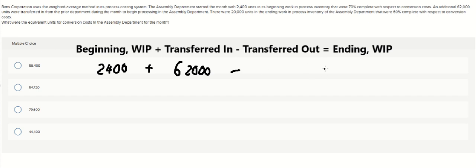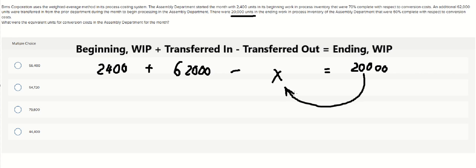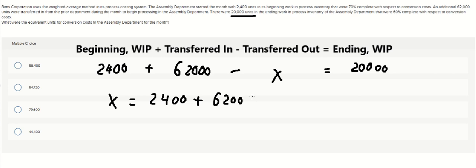Transfer out we need to find, and we have ending work in process that is about 20,000 units in here. So we put this one to the right, 20,000 to the left. So we got about 44,400.